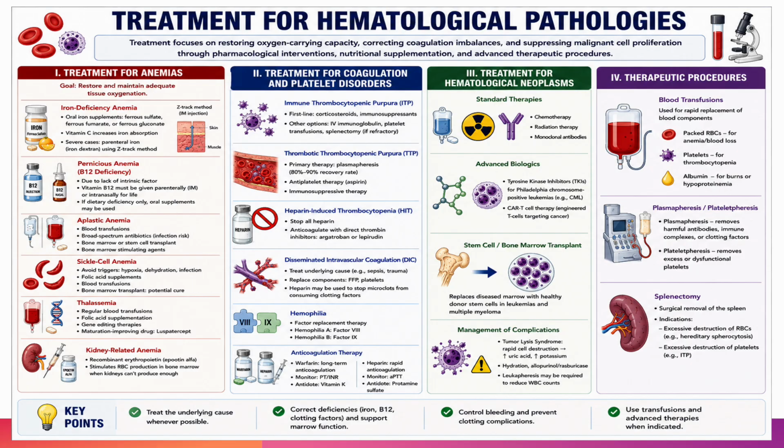Hematologic malignancies like leukemia often require chemotherapy, radiation, targeted biologics, monoclonal antibodies, or stem cell transplantation. Now, one major concept to remember is that treatment often targets both symptoms and the underlying pathophysiology.